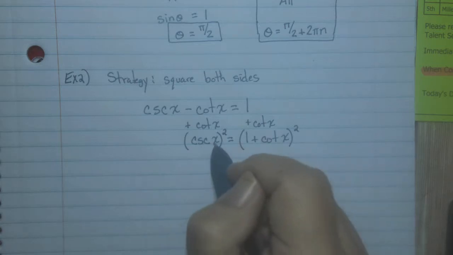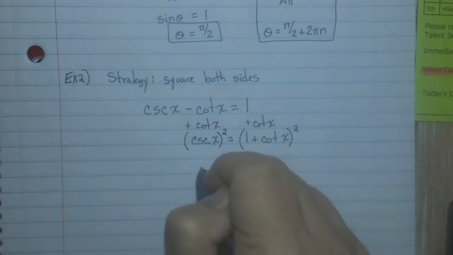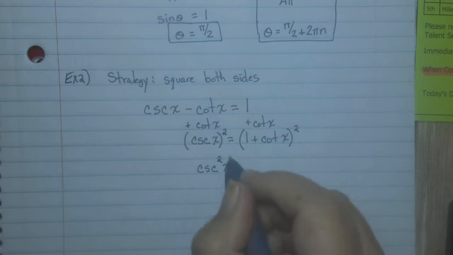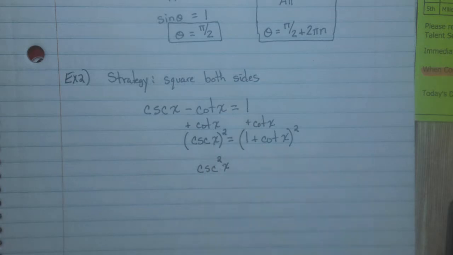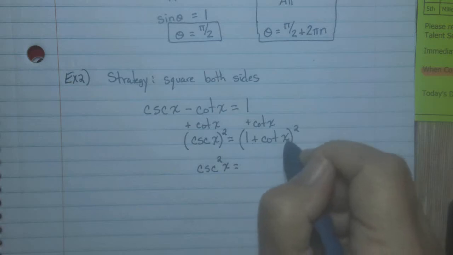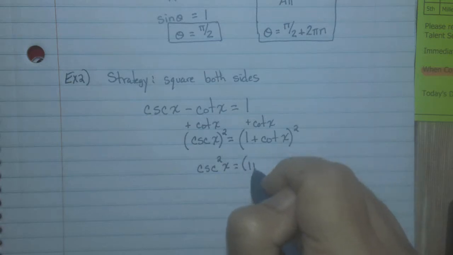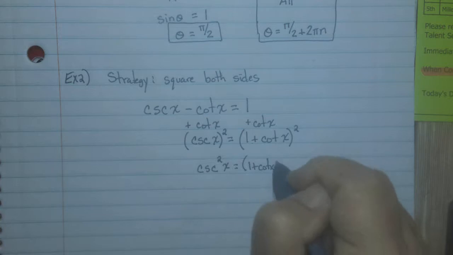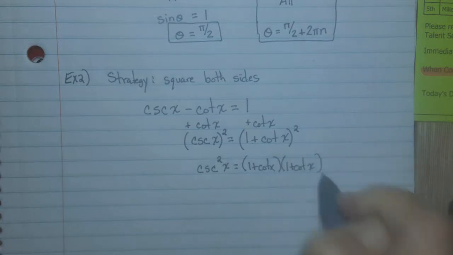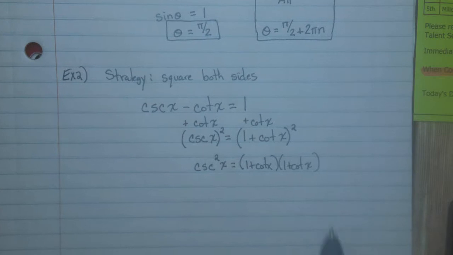Alright, so cosecant of x times cosecant of x, we write that as cosecant squared of x. Right? We're not squaring our x, we're squaring our cosecant. And 1 plus cotangent x squared means to multiply 1 plus cotangent x times 1 plus cotangent x. It does not mean to distribute this exponent over addition. That's just wrong math. You can't do that.